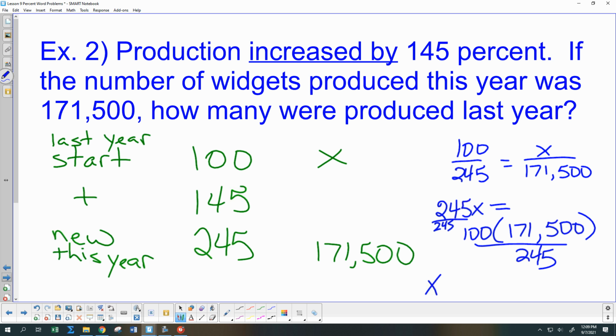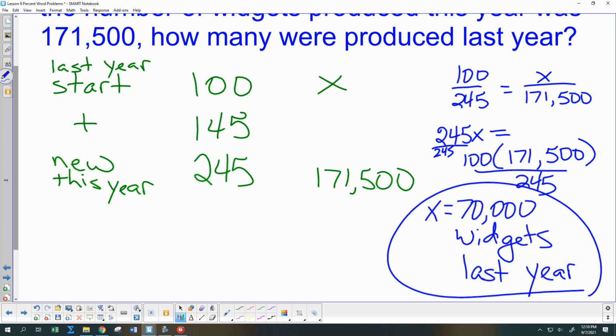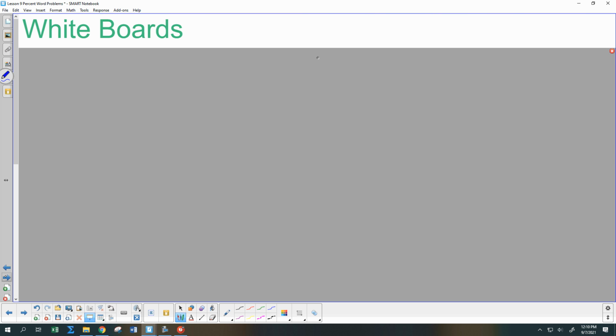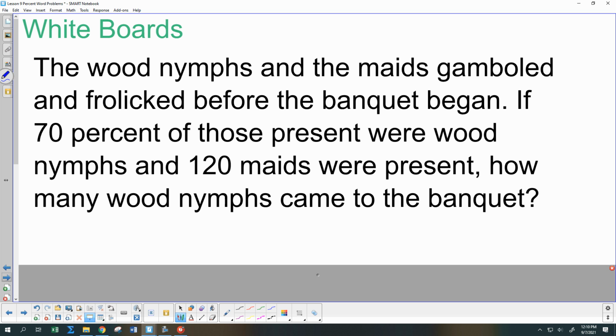And Ethan, what did you get? I got 70,000. Anybody else 70,000? Thumbs up if you also got that. Thumbs down if you got something different. See, lots of thumbs up, which matches what I wrote down here. So 70,000, and that was widgets last year. Questions there? All right, you guys are going to try it then with whiteboards. And so here is your first one.